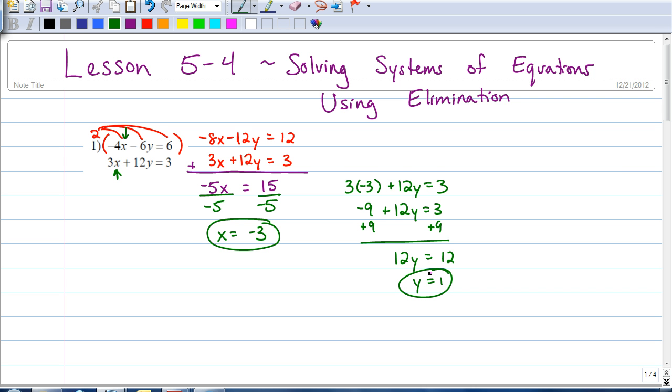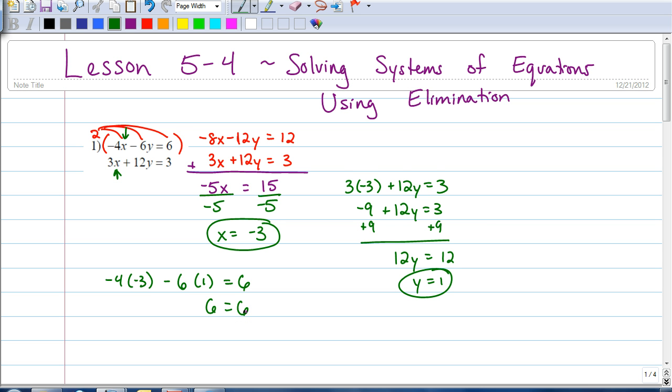And again, we could check our answers by putting negative 3 and 1 into both equations. I should get true statements. So when I put negative 3 in the first equation, I'd have negative 4 times negative 3, and put 1 in for y, so it'll be negative 6 times 1. I want to make sure that equals 6. Well, negative 4 times negative 3 is a positive 12. Negative 6 times 1 is negative 6, and 12 minus 6, sure enough, gives me 6. So that's a true statement.